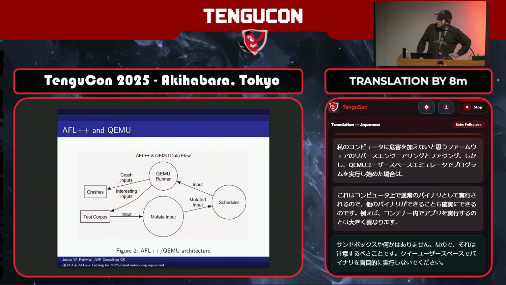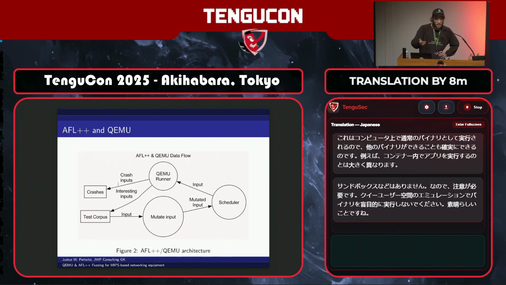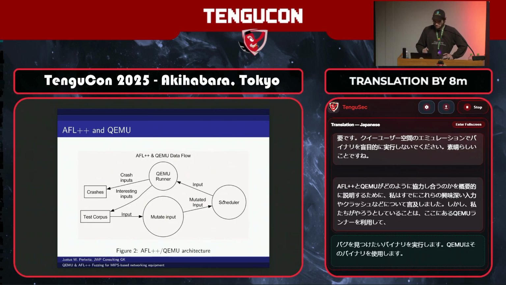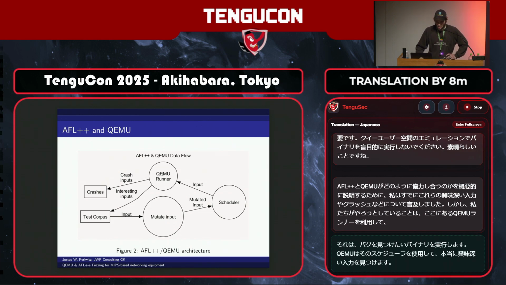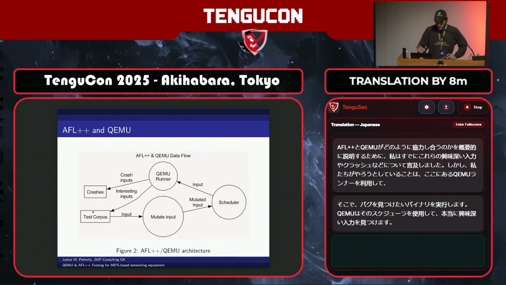Wonderful. To get a general picture of how AFL++ and QEMU work together, I've already mentioned there's these interesting inputs, the crashes, and so on. Well, what we're trying to do is we have this QEMU runner right here that runs some binary that you want to find bugs in. QEMU uses its scheduler to find really interesting inputs, feeds that into the QEMU runner, and depending on the outcome, it will do different things. And we'll see what those things are, and I will get into this later one more time.